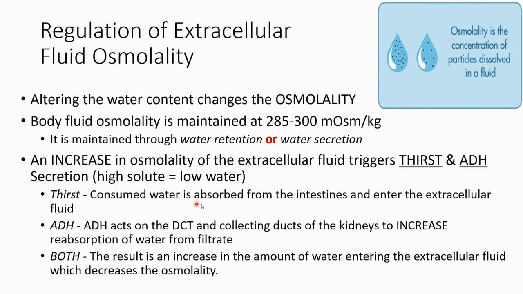So thirst. Consumed water is absorbed from the intestines and enters the extracellular fluid. Antidiuretic hormone acts on the distal convoluted tubule and the collecting ducts of the kidneys to increase reabsorption of water from the filtrate back into the blood. And then a combination of both of these is going to result in increase in the amount of water entering the extracellular fluid, which will ultimately decrease the osmolality. So you have two events taking place that are happening simultaneously, resulting in the same end, but they're not working together, if that makes any sense.